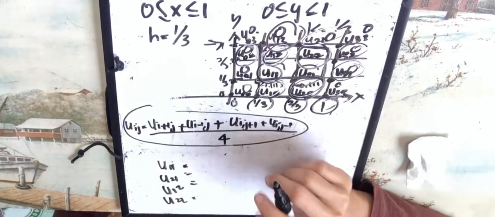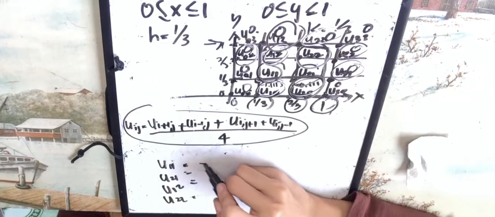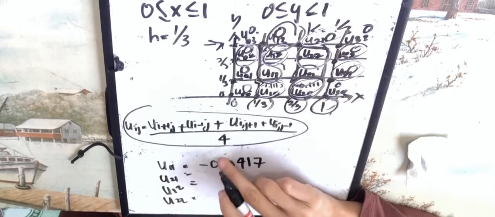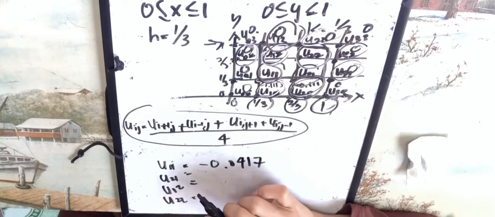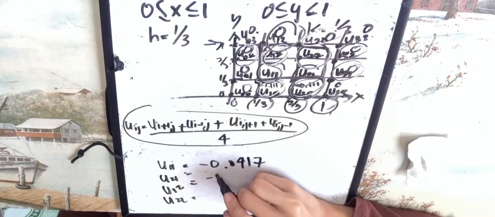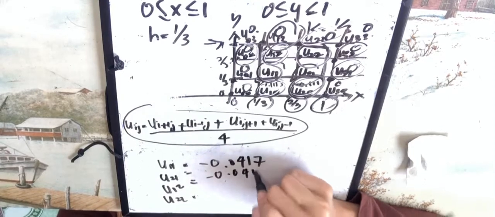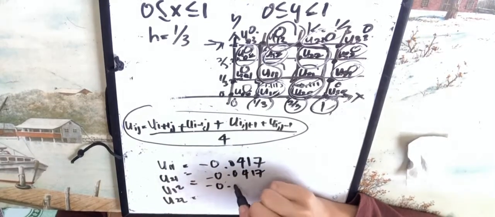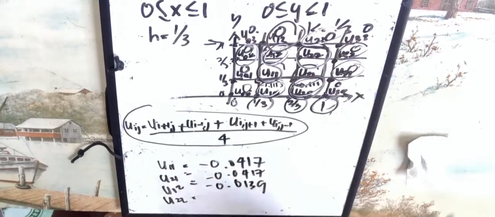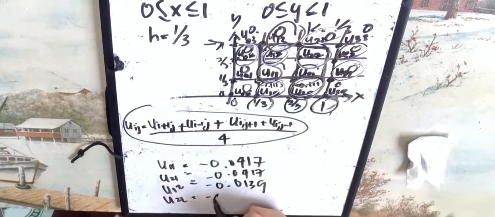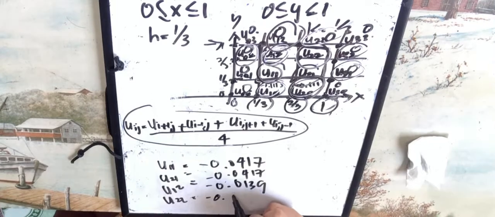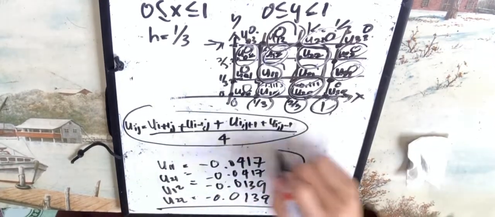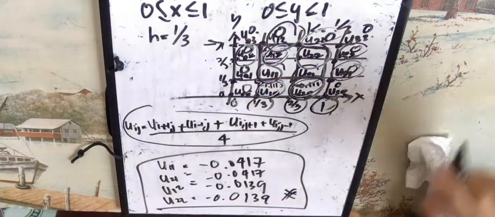Okay, so for this equation, for U11 you should get negative 0.0417. For U21 you should get the same thing, negative 0.0417. For U12 you should get negative 0.0139. And also the last one, U22, you should get negative 0.0139. Okay, you can check with your answer, right?